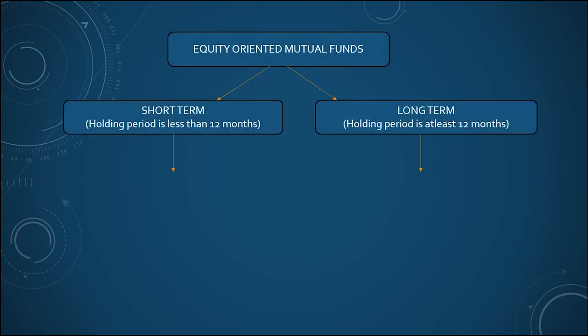In this, we can divide into short-term and long-term equity-oriented mutual funds. If the holding period is such that you bought a share and sold within a period of 12 months, that will be called short-term mutual funds. If you sell after a year, it is called long-term mutual funds. In taxation, short-term is taxed straight away at a fixed rate of 15% on the profit.